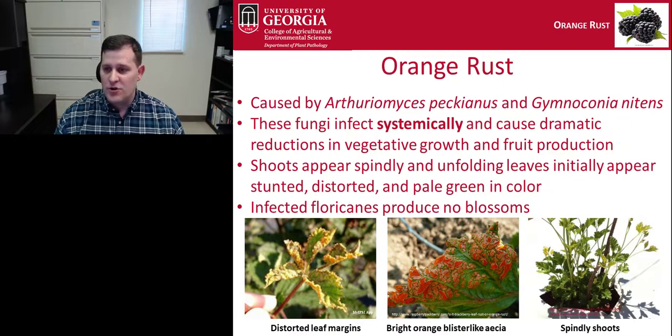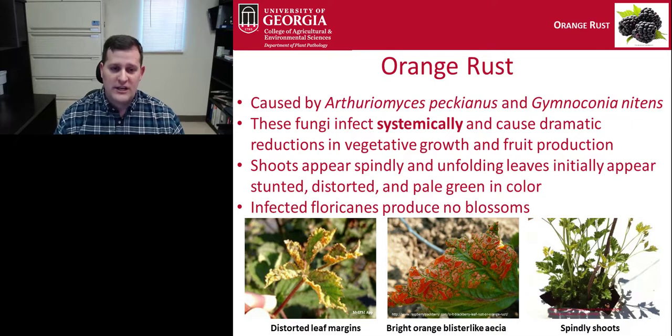And so the new growth will all be the spindly light green growth, and the orange rust will form pustules on the edge of leaves. One way to identify this rust as opposed to the other rust is that it will distort the leaf margins. Infected floricanes that grow from orange rust infected plants will not produce blossoms. And so there really is no point in keeping around plants that are infected with orange rust. They're not going to recover.